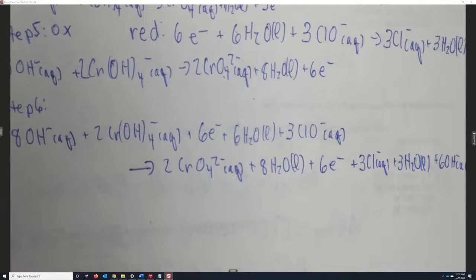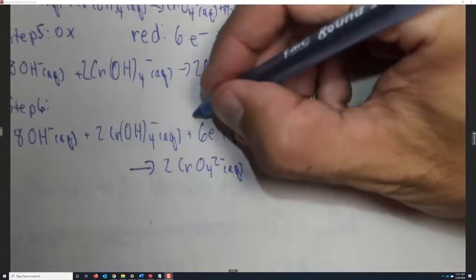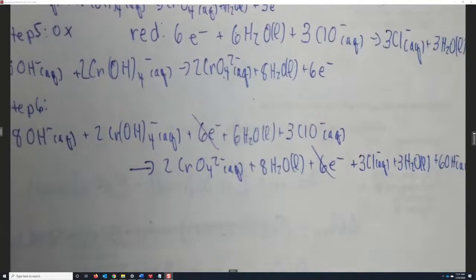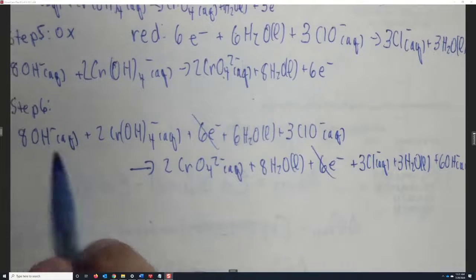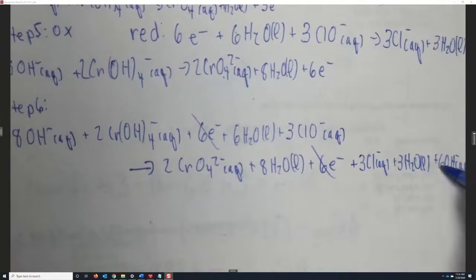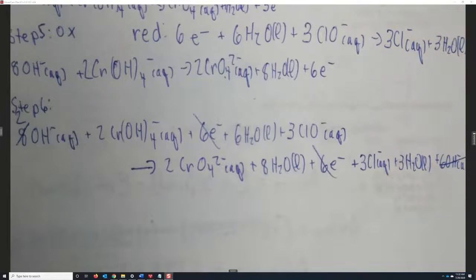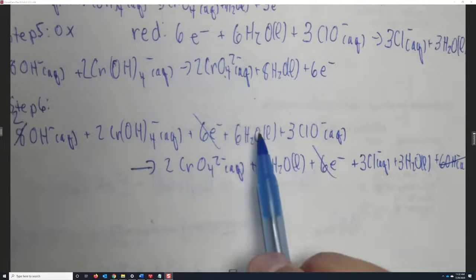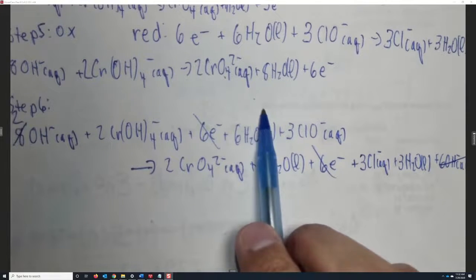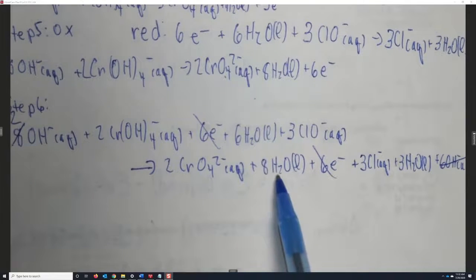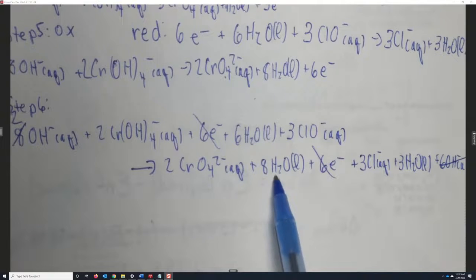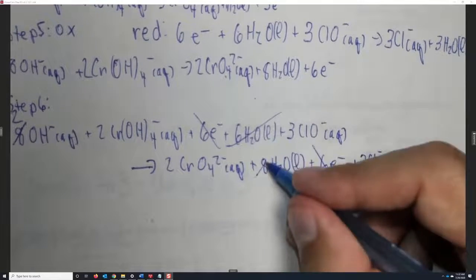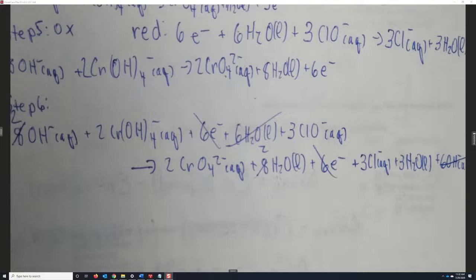So now I want to cancel out what is alike. So the first thing that I notice is alike is these 6 electrons. With the OH minus, I have 8 on this side and I have 6 on this side. So all 6 of those can go, and I'll have 2 left on this side. For waters, there are 6 on this side and 8 on this side. So what I want to do is cross out these 6 waters and this 8 and make that again a 2.